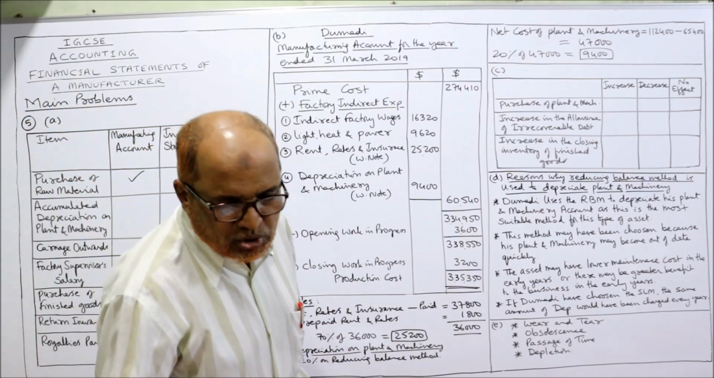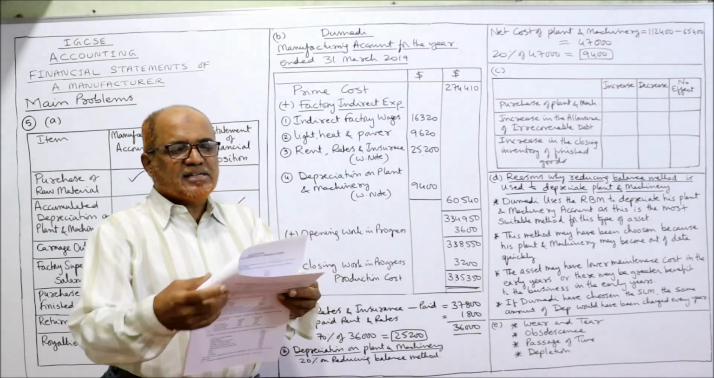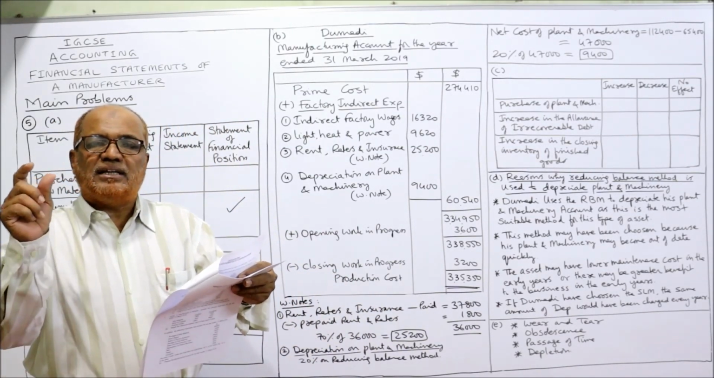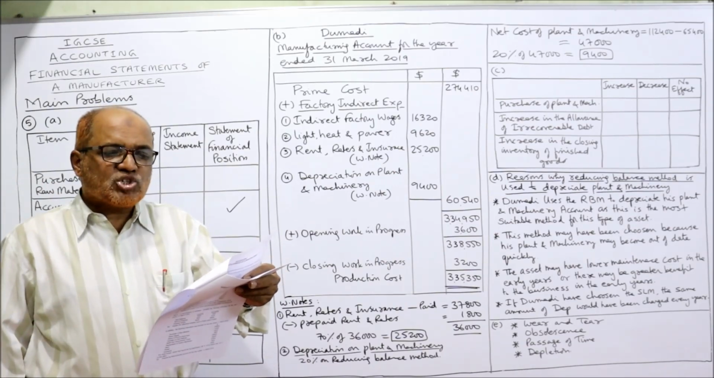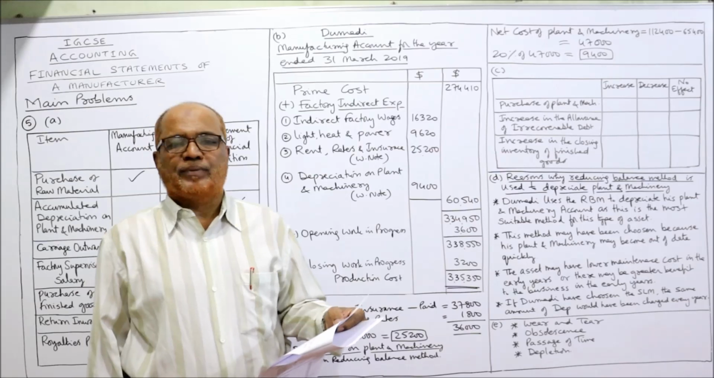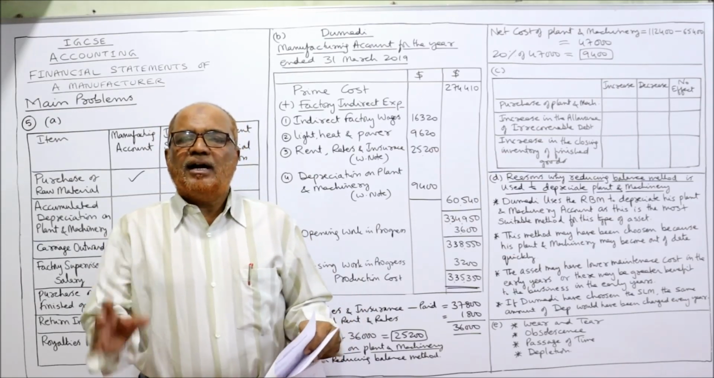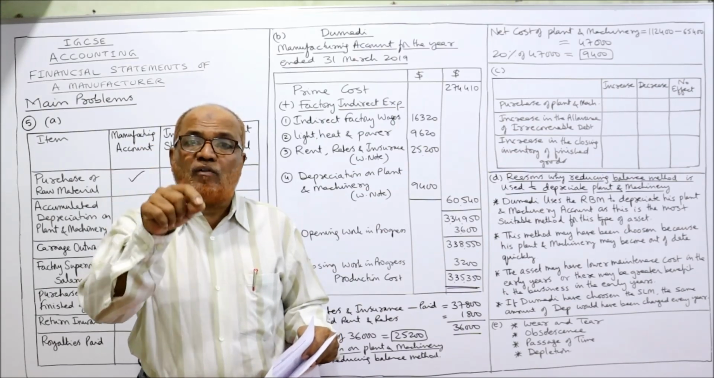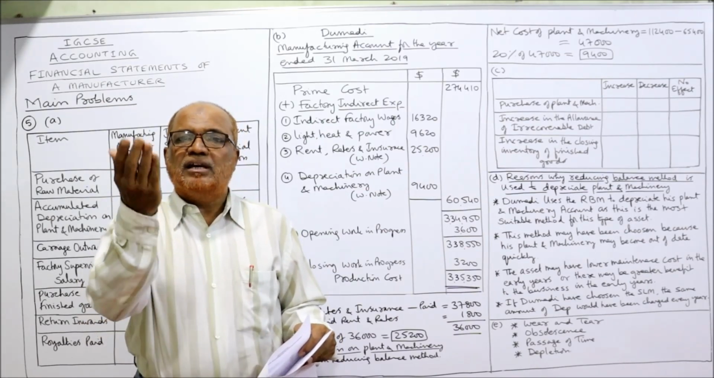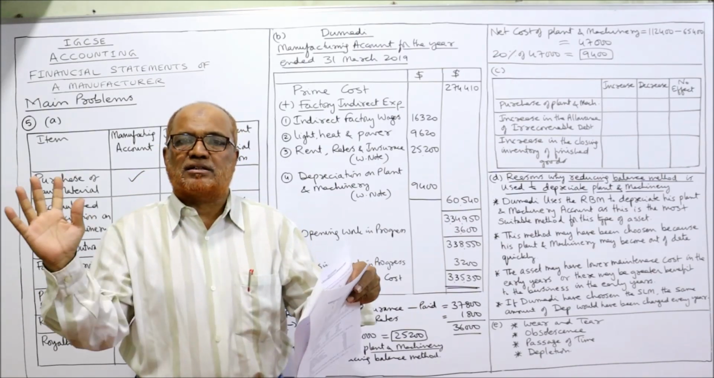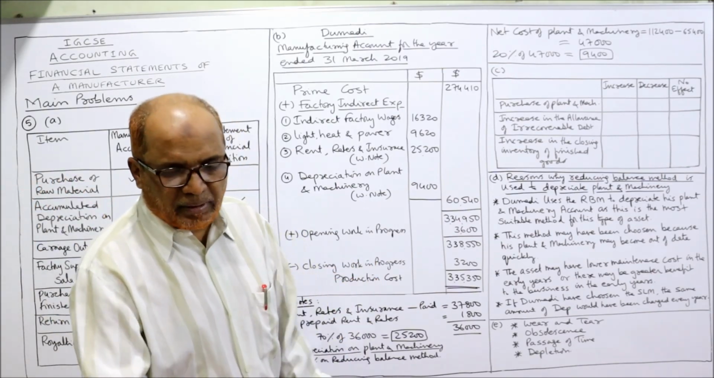Now the third question, CBIT. It is asking you, complete the table by indicating with a tick the effect each transaction would have on the profit for the year of a manufacturer. 3 items are given. It is asking you what is the effect of these items on the profit. Whether the profit will increase, whether the profit will decrease, or no effect. That's what we have to decide one by one.